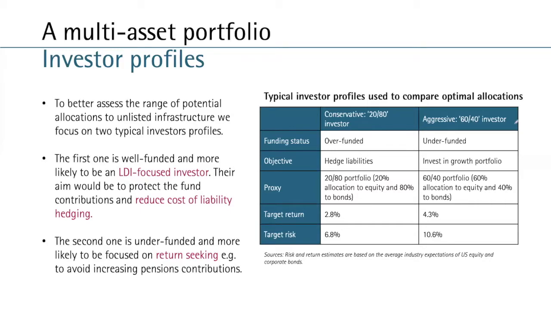The second profile is of a 60/40 investor. And this is a more aggressive approach and resembles the underfunded pension plans. Their goal is to invest more in the growth section of the portfolio and generate higher returns. Their expected return is 4.3% and risk is 10.6%, based on this 60/40 portfolio proxy. So as I said, we will use these two profiles to contrast the allocation results later on.